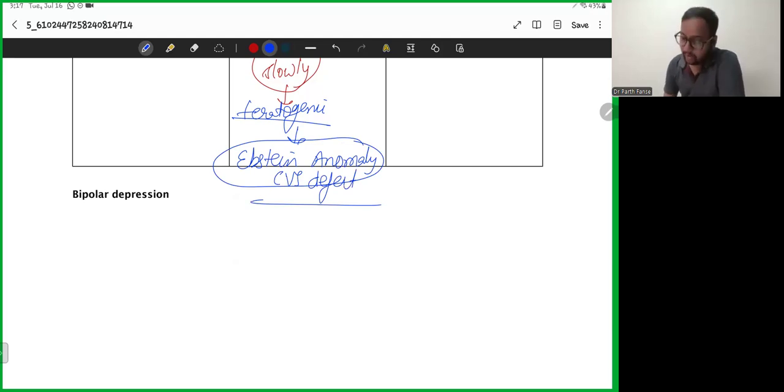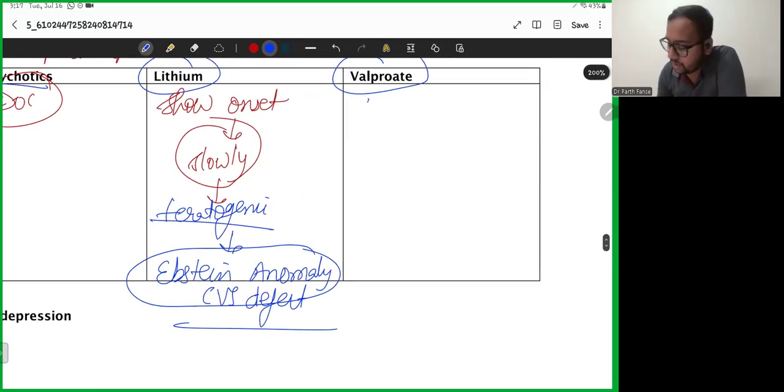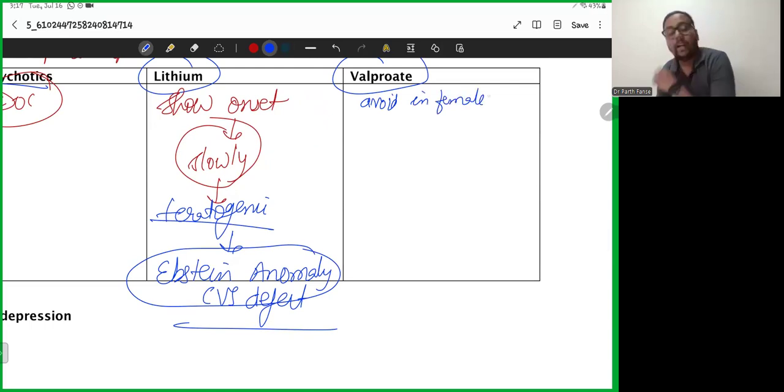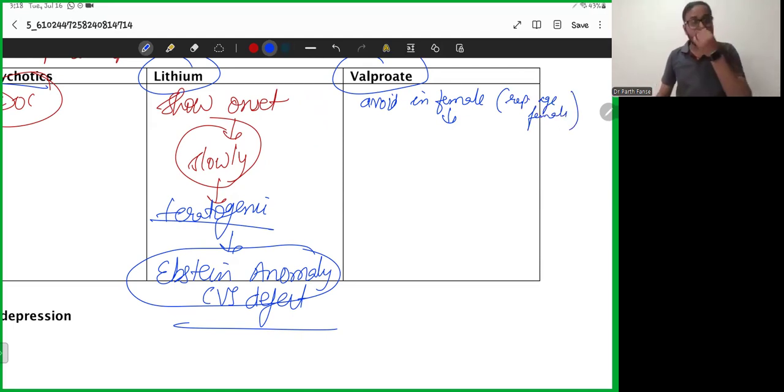Okay. Let's come to valproate. We should avoid valproate in females of reproductive age, because valproate has a side effect that it can cause what? PCOS. What is PCOS? It is polycystic ovarian syndrome.